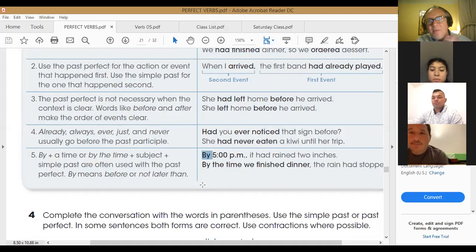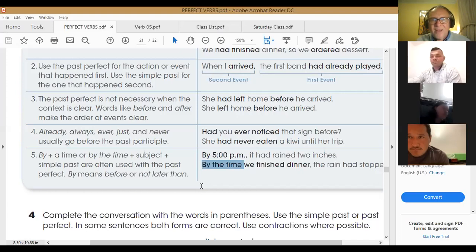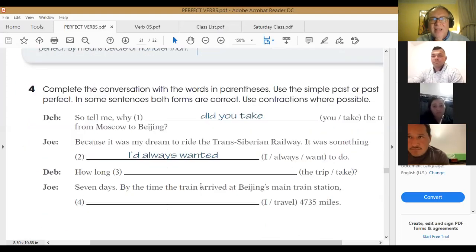By 5 p.m., it had rained 2 inches. And here's another one we use a lot. By the time we finished dinner, the rain had stopped. Very good. Okay, so let's do this last one together, and then we'll be done here.